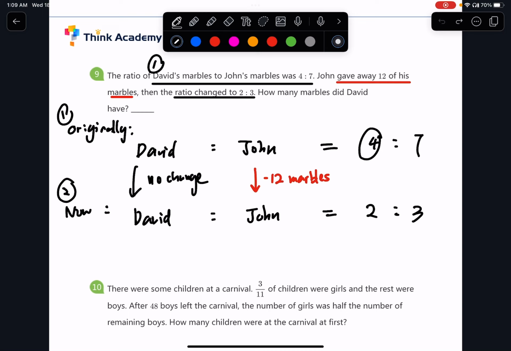So how can I turn 2 and 4 into the same numbers? Very easy, you just multiply 2 by 2 and 3 by 2. So what is the new ratio? It would be 4 to 6. Okay, so David's number doesn't change. It makes sense, no change.